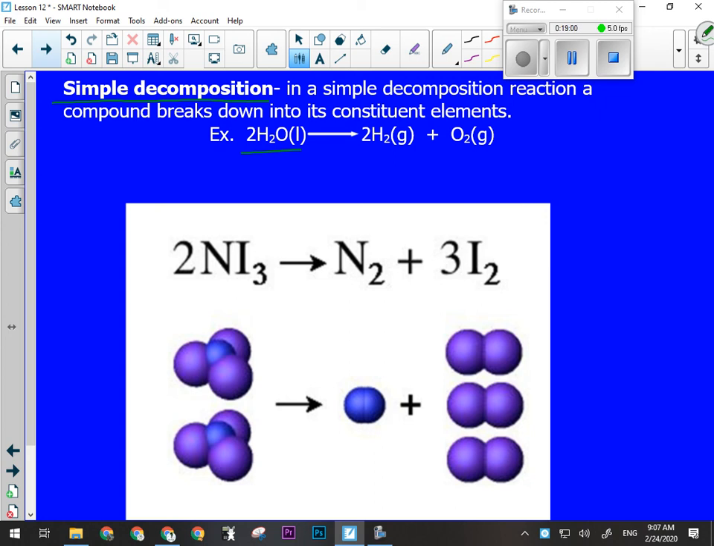Is this reaction balanced? How many nitrogen on the reactant side? 2. How many nitrogen on the product side? 2. How many iodine? 6. 6. So they're all balanced. Questions on decomposition reactions? So a decomposition reaction always starts with one compound and breaks down into 2 elements or 2 compounds or a compound and an element, but it's always breaking down. Most of the time it's going to be into 2 elements.